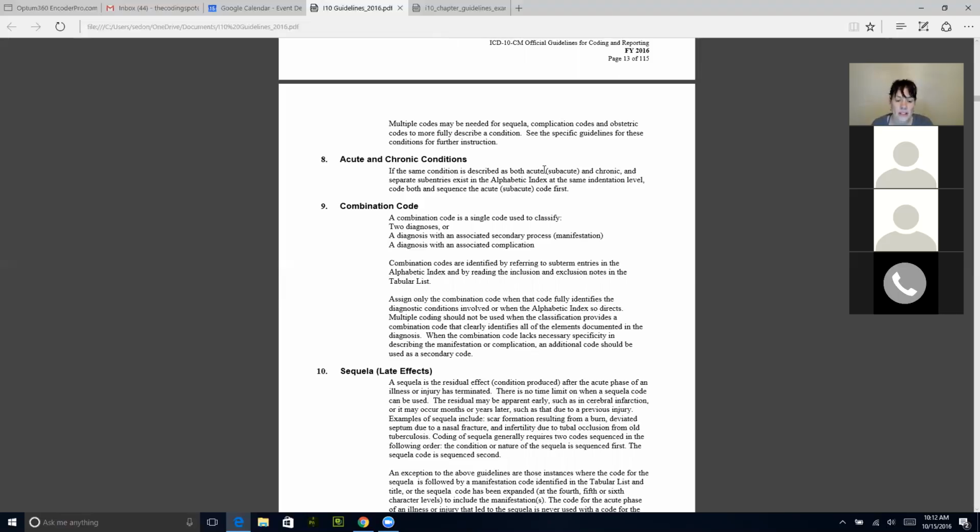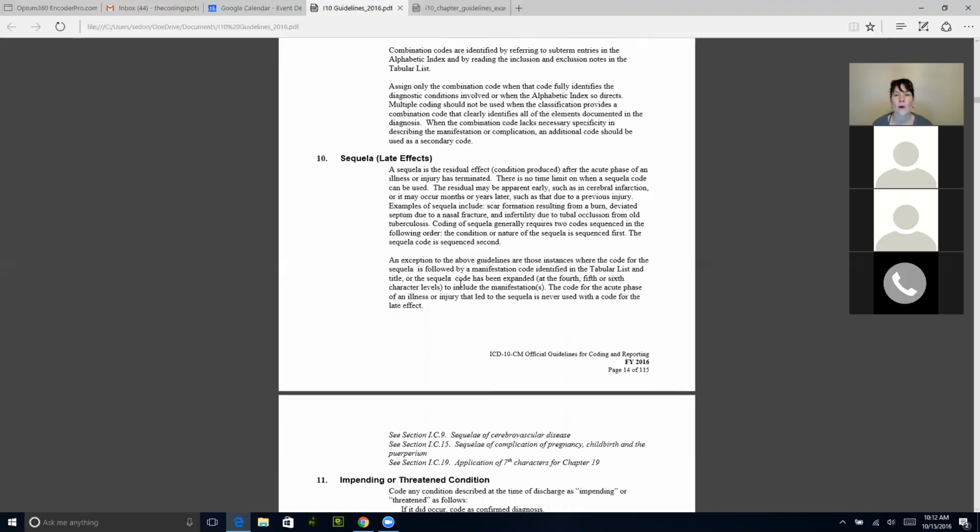Combination code. A combination code is a single code used to classify 2 diagnoses. So either a diagnosis with a manifestation or a diagnosis with an associated complication. You can think of many of our diabetes with their manifestation codes in ICD-10 are now 1 code. Diabetes with neuropathy used to be 2 codes. Diabetes with neuropathy now is 1 code. And so that's a single code used to classify 2 diagnoses. And we'd assign only the combination code when that code fully identifies the diagnostic conditions.